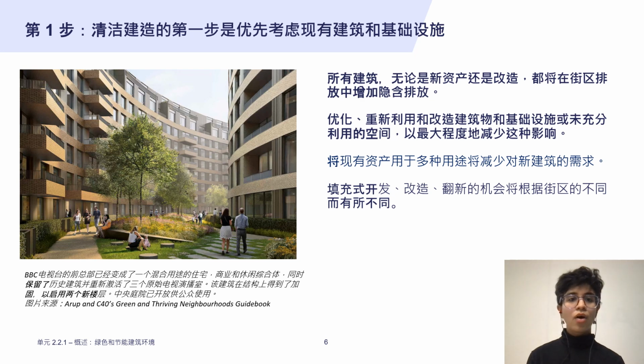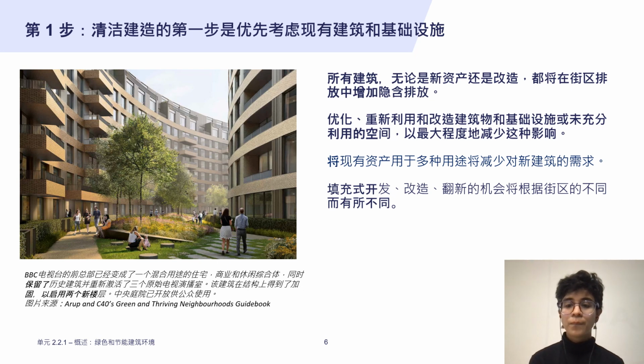The first step of the C40 clean construction hierarchy is to prioritize existing buildings and infrastructure. All constructions, both new assets and retrofits, will add embodied emissions to the neighborhood emissions. This step includes optimizing, reusing and repurposing building and infrastructure or underutilized space to minimize this impact. Using an existing asset for multiple purposes will reduce the need for new construction and dramatically reduces the need for virgin materials and upfront emissions.